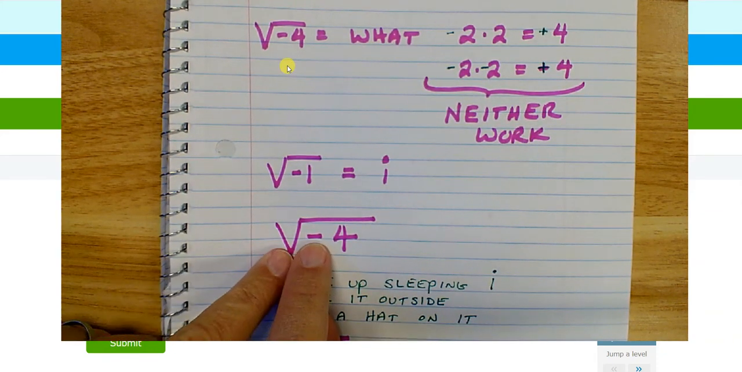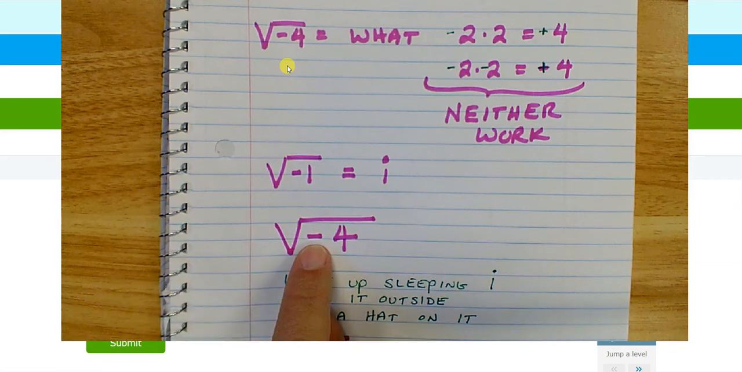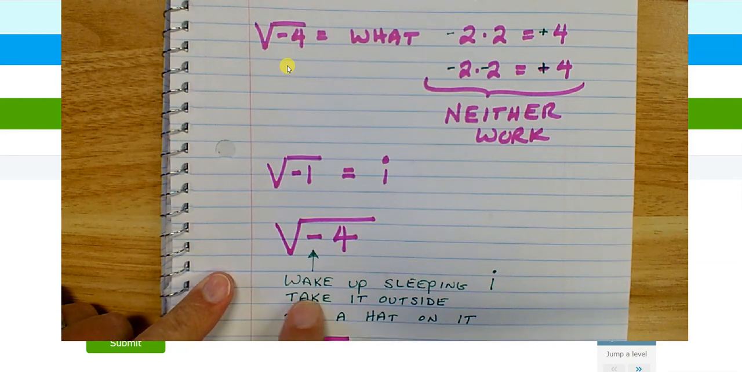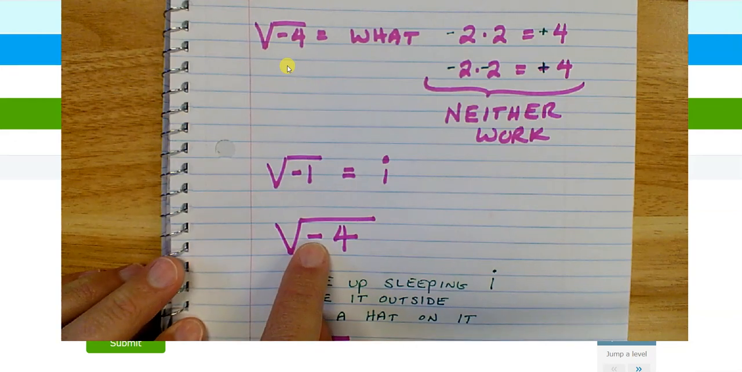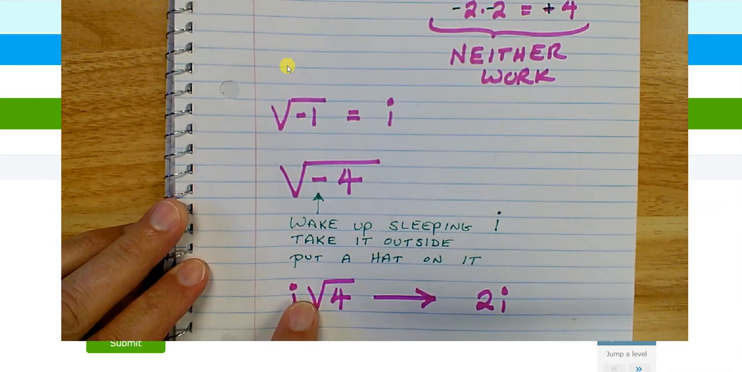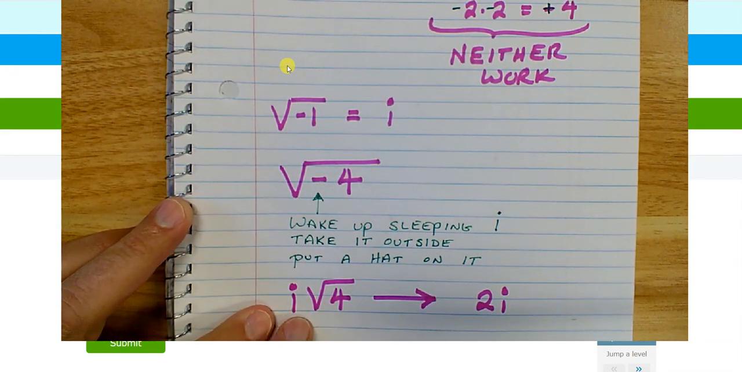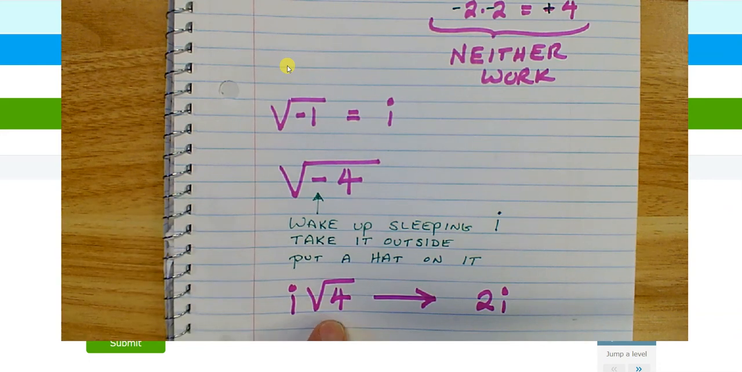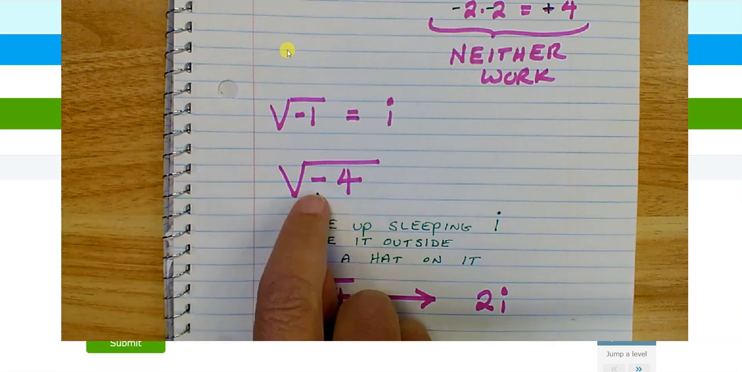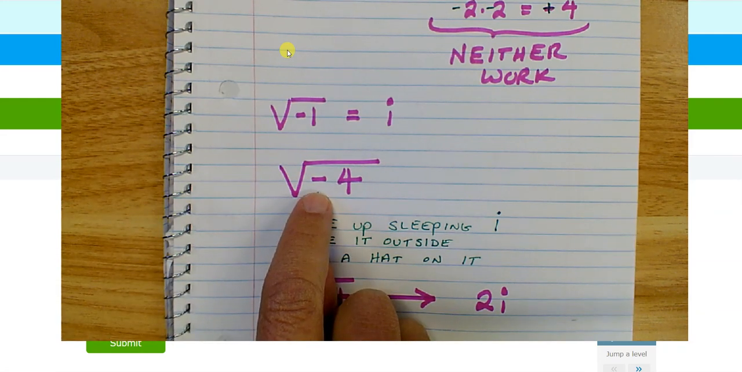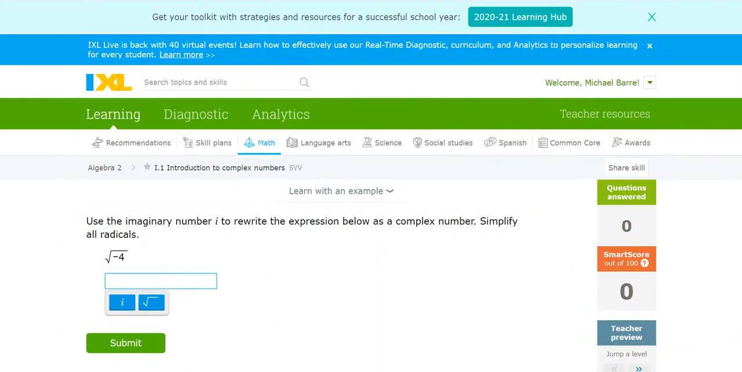Well, I see that little negative inside the radical, and I call that a sleeping i. It's just an i on its side. What do I have to do? I have to wake up the sleeping i, take it outside, and put a hat on it. And now I'm left with i times the square root of 4. Well, what is the square root of 4? 2. So this really becomes 2i, or i2, but we write it as 2i. So that's the idea. Every time I see this negative inside of our square root, it's a sleeping i, and I take it outside. So let's do some problems with this.